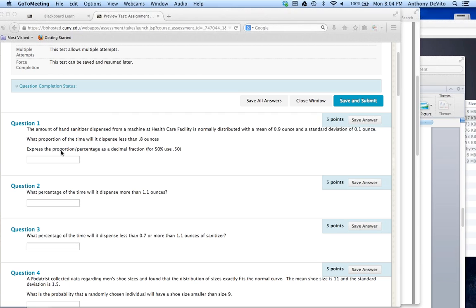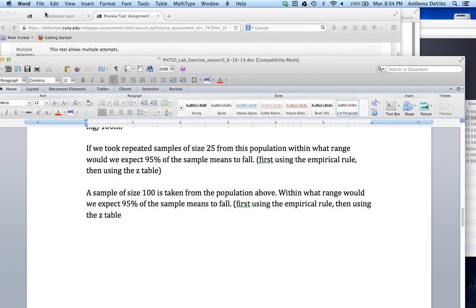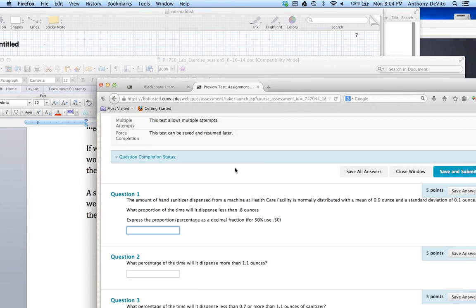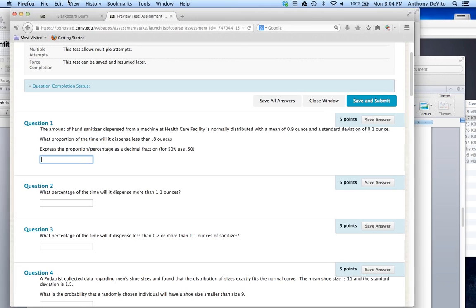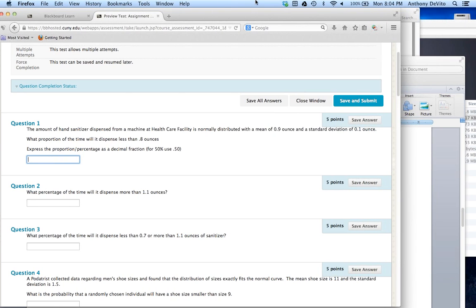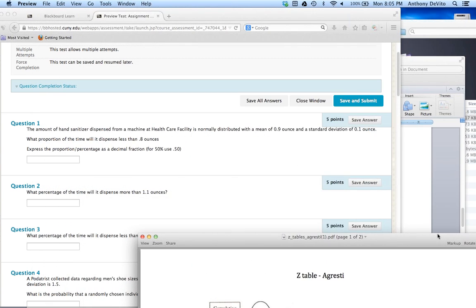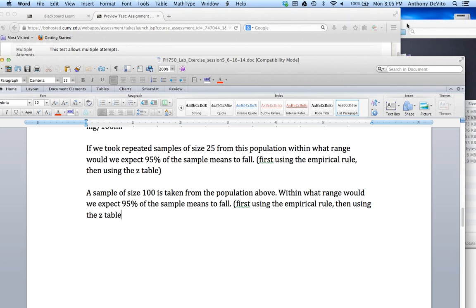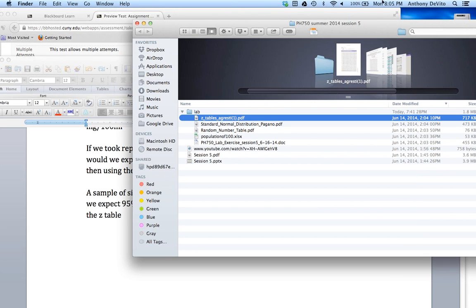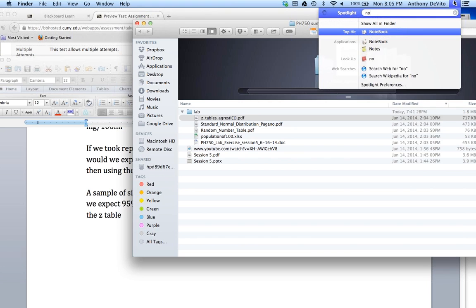Let's see. Express it as a proportion, a percentage, whatever it is, as a decimal fraction. For 50%, try and use 0.50. Okay, so I'm going to draw that. I think that you're crazy not to sketch this out, because sketching it out will help you avoid problems, and keep you from making silly mistakes that you otherwise could avoid.